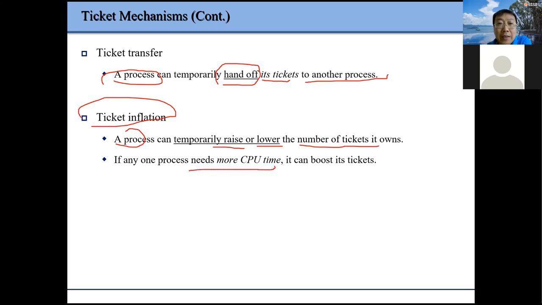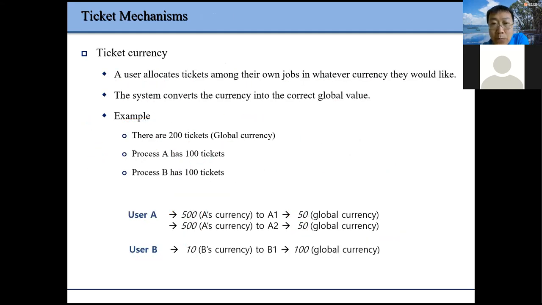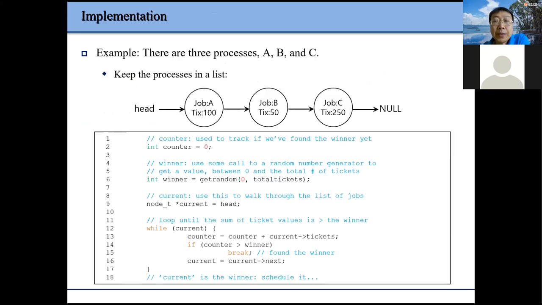In this case, maybe a process needs more CPU time, it can boost its tickets or something like that. Okay, this is some implementation issue, but generally speaking, the idea is here. So in terms of implementation, this is very simple.